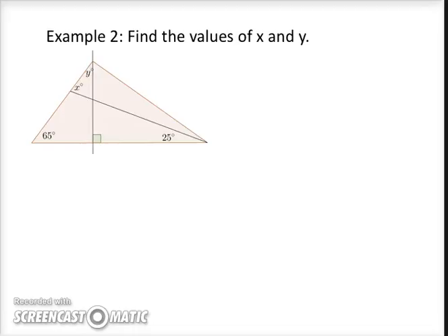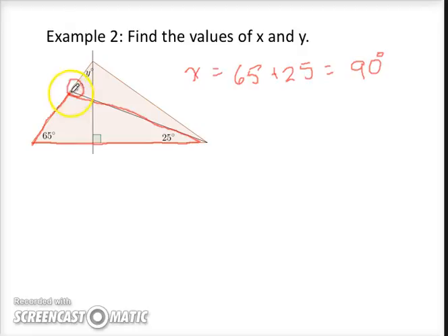Let's do another example. Suppose we're asked to find the values of x and y in this diagram. Well, again, we can use the exterior angle theorem, noticing that angle x is exterior to this triangle here. So the exterior angle theorem tells us that x must equal the 65 degrees plus 25 degrees, the two remote interior angles. And those would add up to 90 degrees.